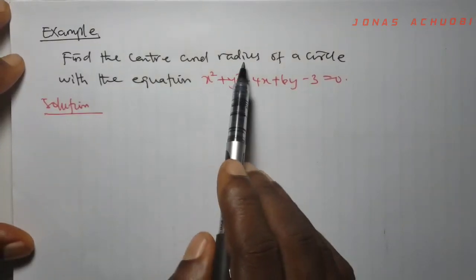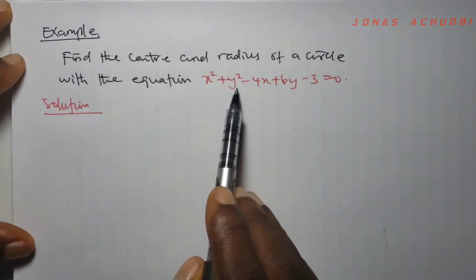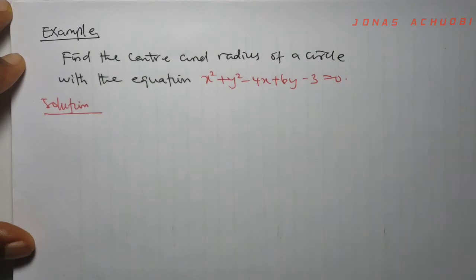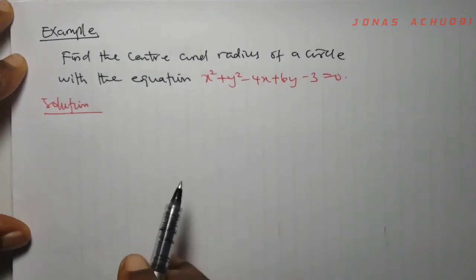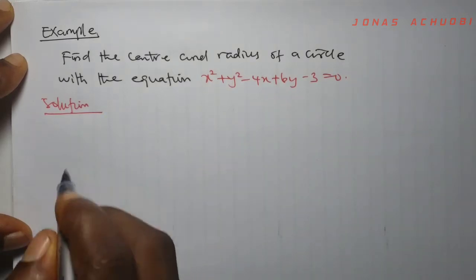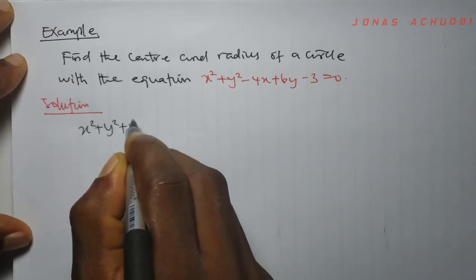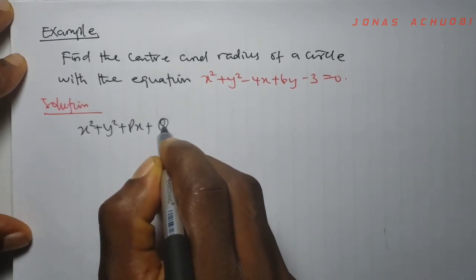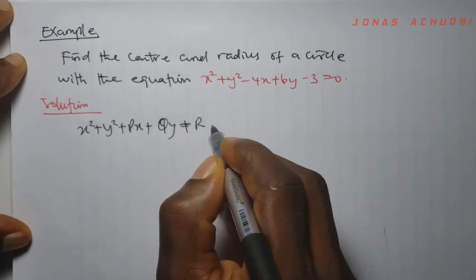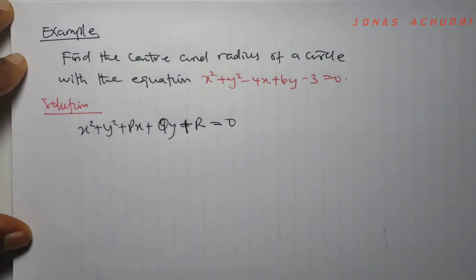Find the center and radius of a circle with the equation x squared plus y squared minus 4x plus 6y minus 3 equal to 0. In this problem, if you observe, the equation of the circle has been given to us in the form x squared plus y squared plus px plus qy plus r equal to 0.